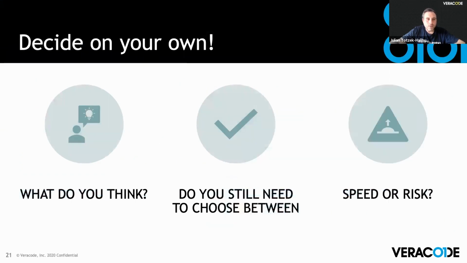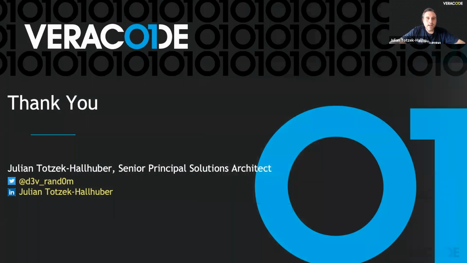Now, decide on your own. What do you think? Do you still need to choose between speed or risk? As a last conclusion, we can safely say, Veracode with static analysis, dynamic analysis, software composition analysis, manual penetration testing, and a single platform to build a governance model is perfectly suited to help you reduce the risk at speed.